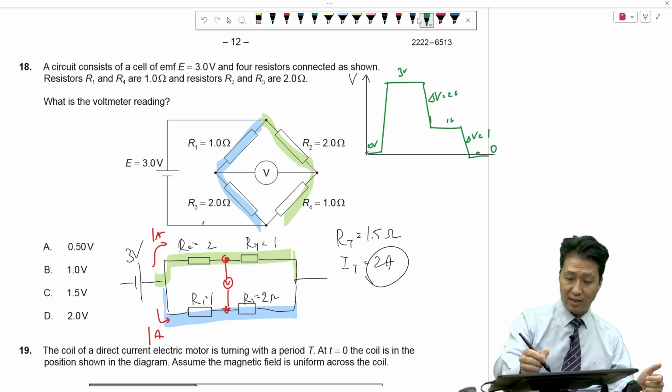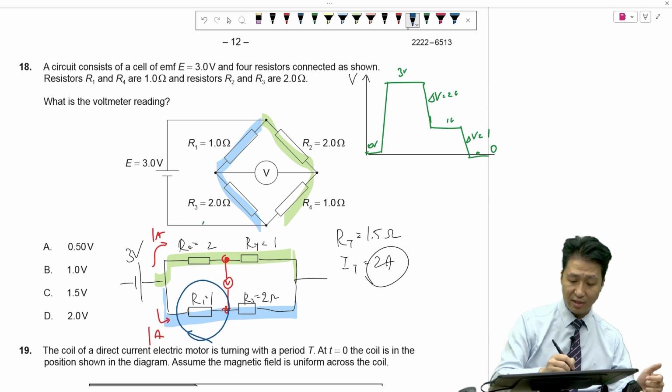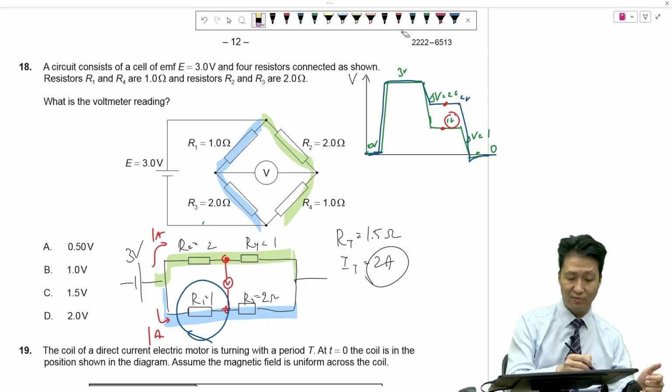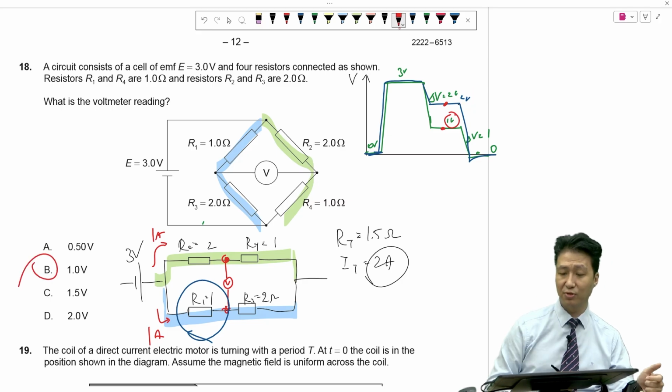What about the blue path? In the blue path, it first drops by 1 volt. So it goes 0, it goes also to 3 volts, it drops only 1 volt. So it drops to 2 here, and then drops back down to 0. When you connected this voltmeter, you're measuring 2 volts on one side and 1 volt on the other side, and the difference is 1 volt between those two sides.